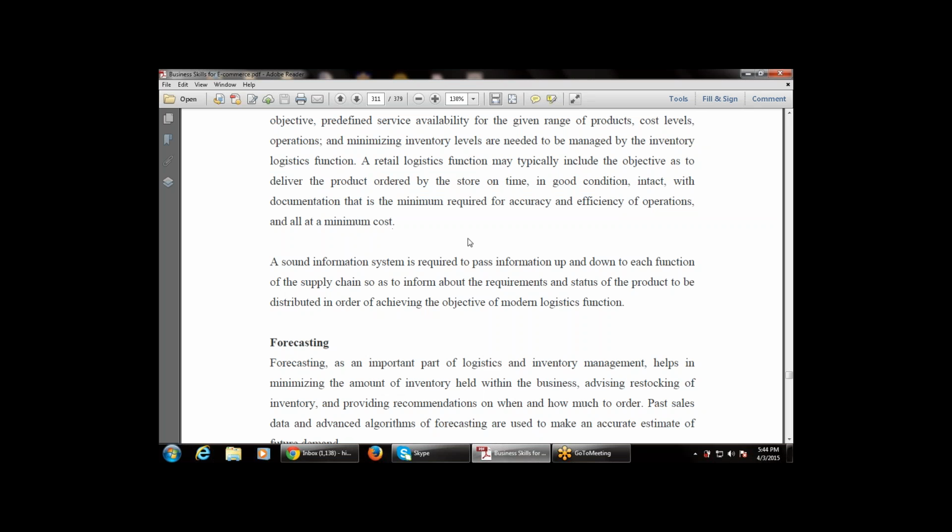So there are three benefits that are provided. One is accuracy, one is efficiency, and one is minimized cost, that is, lower cost.